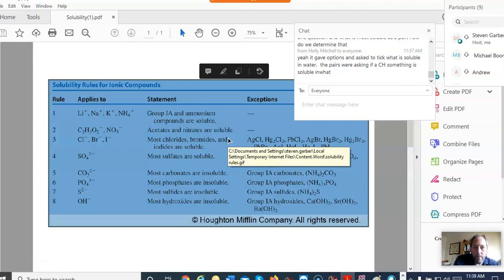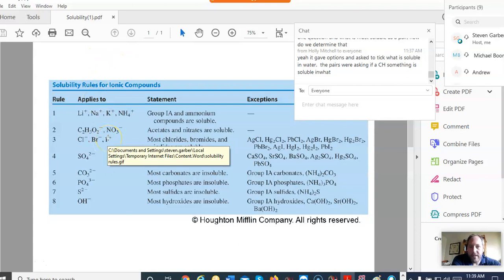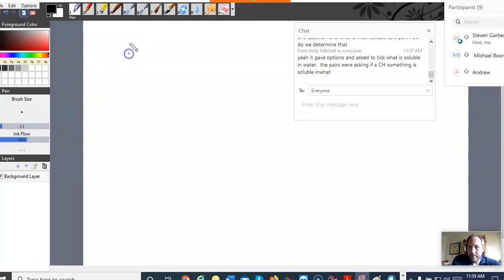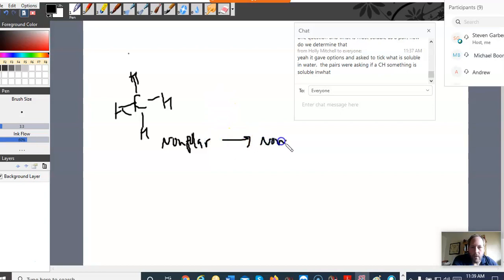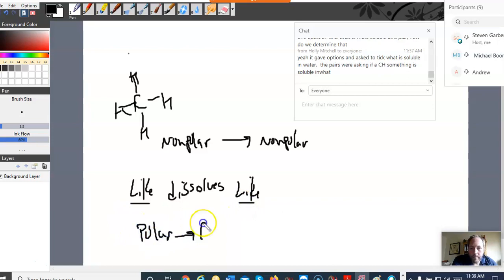But if something is very nonpolar, like a molecule that is just a bunch of carbons and hydrogens, this is very nonpolar. So if it's nonpolar, it's soluble in something nonpolar. It goes back to what we talked about: like dissolves like. That basically means nonpolar things dissolve nonpolar things, or polar dissolves polar.